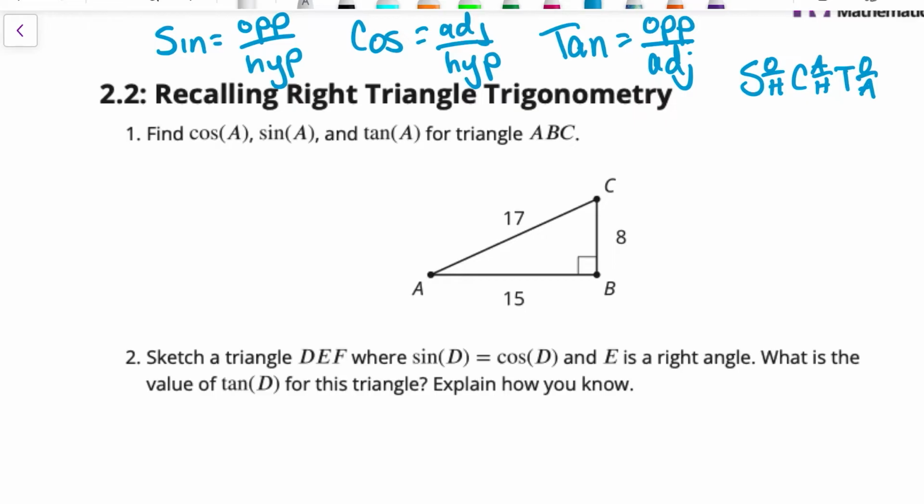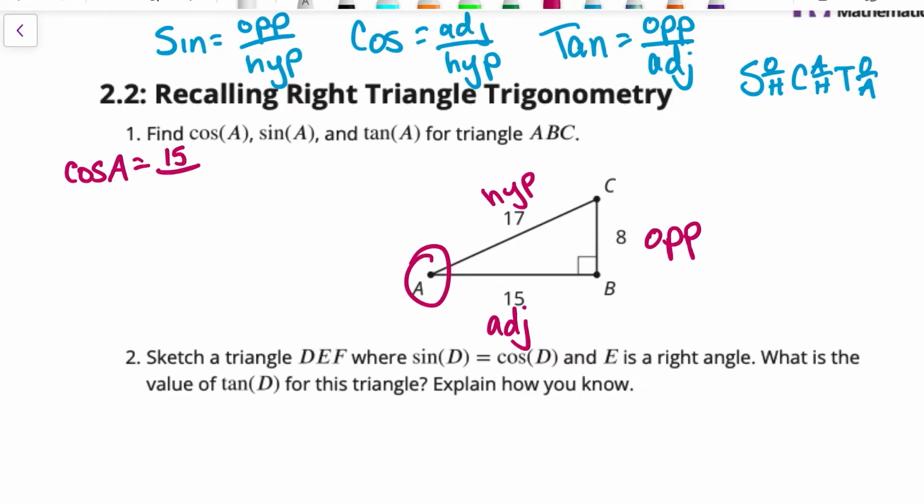So we are going to find, and this is our angle of focus. We are focusing on this angle. So this 15 is the adjacent side. The 8 is the opposite side, and the 17 is the hypotenuse. That's always going to be the hypotenuse because it's across from the right angle. If we were focusing on angle C, then the adjacent and the opposite would switch. All right, so cosine of A is the adjacent, which is 15, over the hypotenuse, which is 17, and that's all you have to do. Sine of A is the opposite, which is 8, over the hypotenuse, which is 17. And then tangent of A is opposite, which is 8, over adjacent, which is 15.